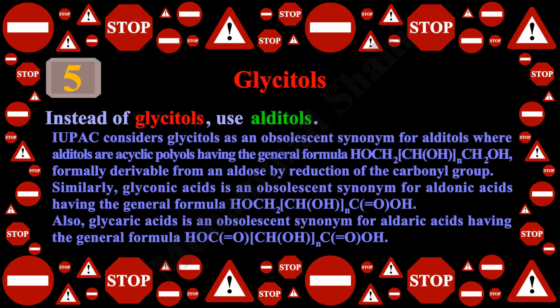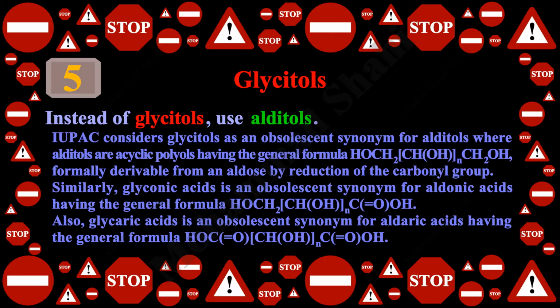Our fifth obsolete term is glycitols. IUPAC considers glycitols as an obsolescent synonym for alditols, where alditols are acyclic polyols having the general formula HOCH2 CHOH taken n times CH2OH, formally derivable from an aldose by reduction of the carbonyl group.